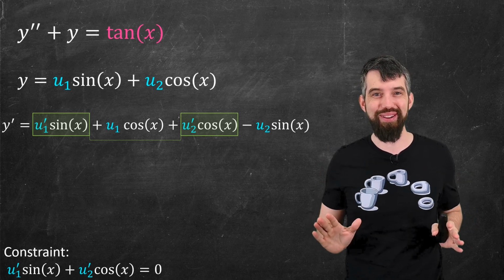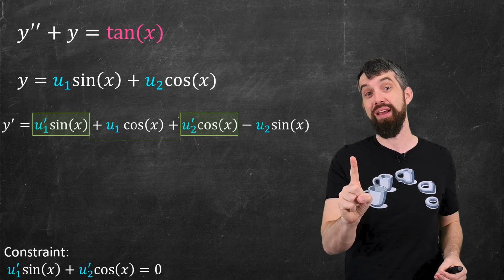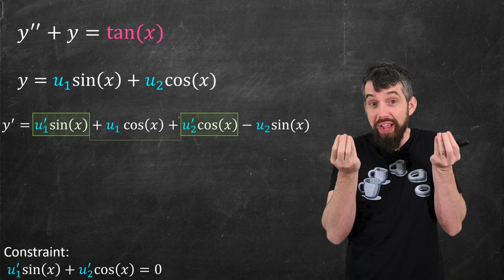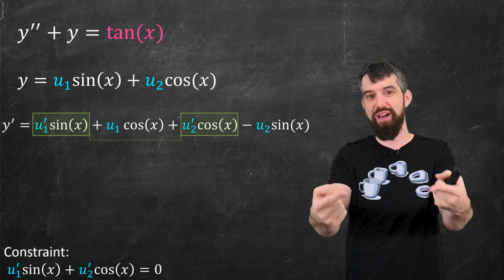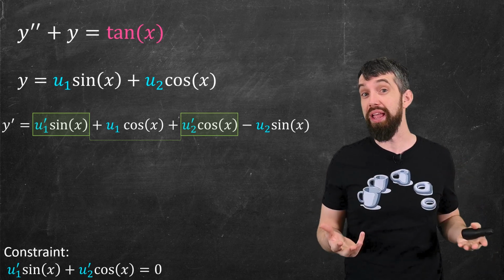And you might think, hold on, Trevor, you can't just magically assume things are equal to 0. But I can. The reason is this. I'm taking a guess for my y, and I'm trying to see whether I can find a u1 and a u2 that can possibly substitute in and give you this value of tangent. That is, if I find such a u1 and u2, great.